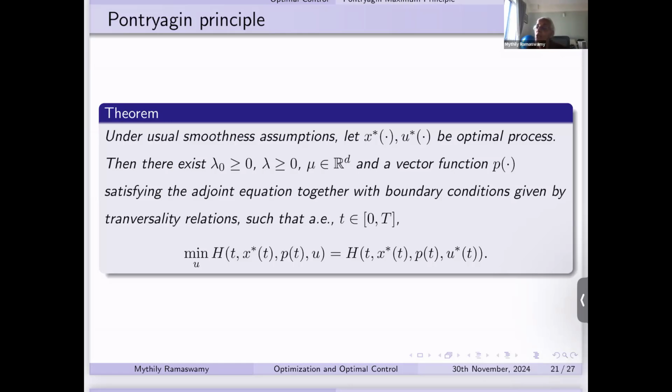Under the usual smoothness assumptions, if X star, U star are optimal processes, then there exists lambda not less than or equal to 0 and lambda greater than or equal to 0. Where was this lambda? I forget.